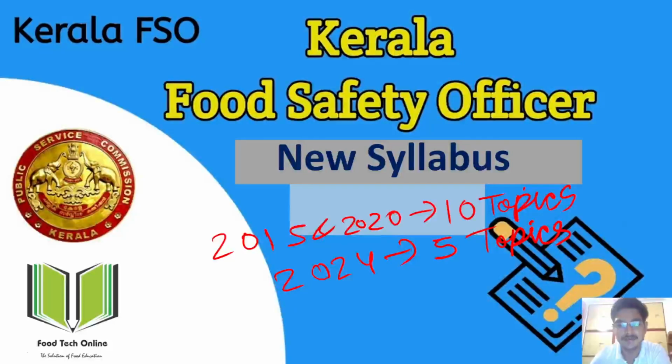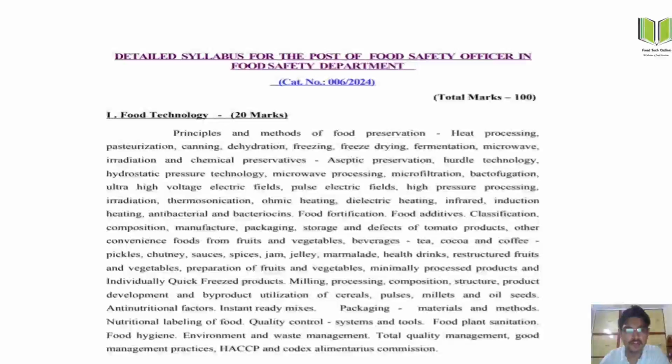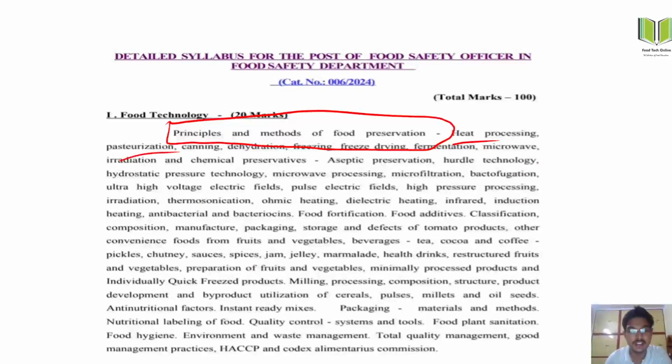So let's discuss. The first major portion is food technology, which makes up about 20 marks of your total 100 marks examination. In food technology, the first major topic is the principles and methods of food preservation, which include all the methods from the conventional methods like heat processing, pasteurization, canning, to the new modern methods including aseptic packaging, then PEF or pulsed electric field, thermosonication, ohmic heating, dielectric heating, infrared and induction heating, to the antibacterial and bacteriocins microbial action. So this is the first major subtopic.